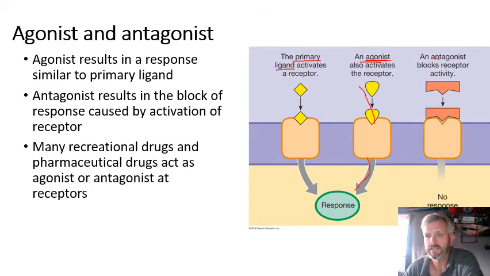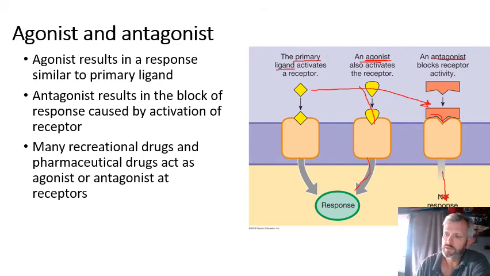Whereas an antagonist binds to the site, but when the antagonist is in play, there is no way for the primary ligand to bind, and what happens? It blocks the response from happening. Even if the ligand's present, it's being blocked, competed for by the antagonist, and you won't get a response.